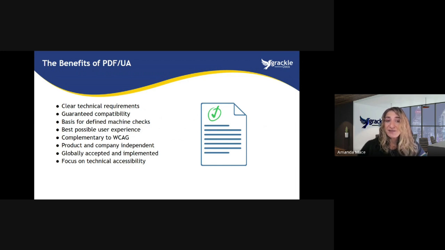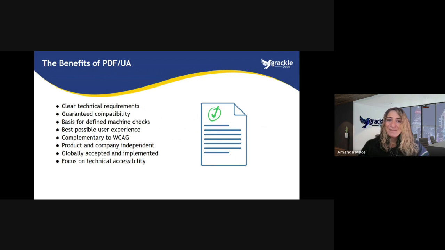The PDF UA standard not only defines the document, but gives clear specifications for assistive technologies and readers too, right? So it's a comprehensive standard in this sense. It takes into account not just the document, but the consumption of that document too.